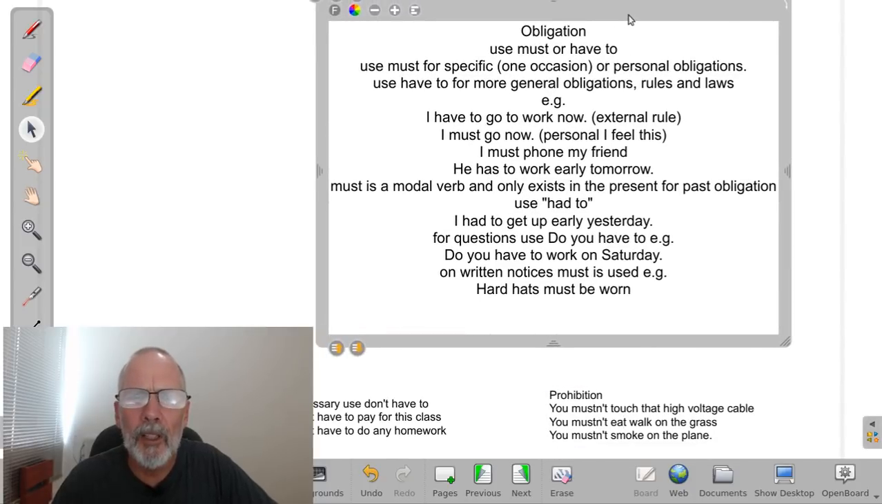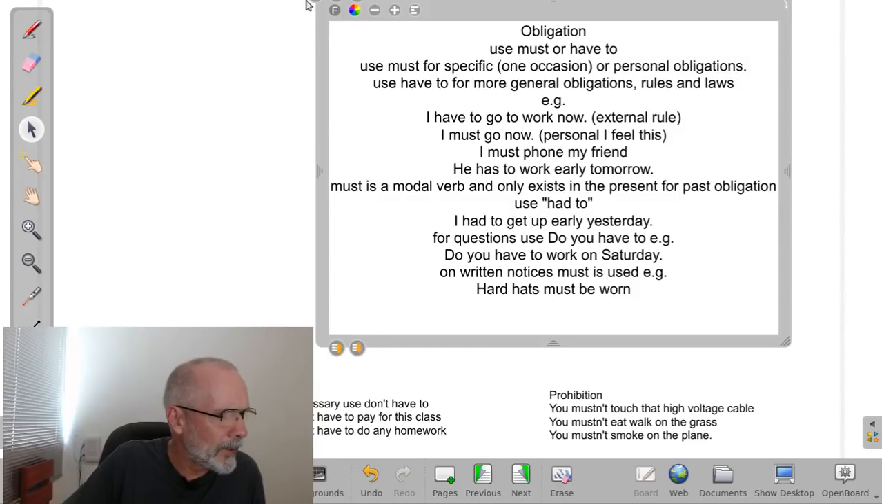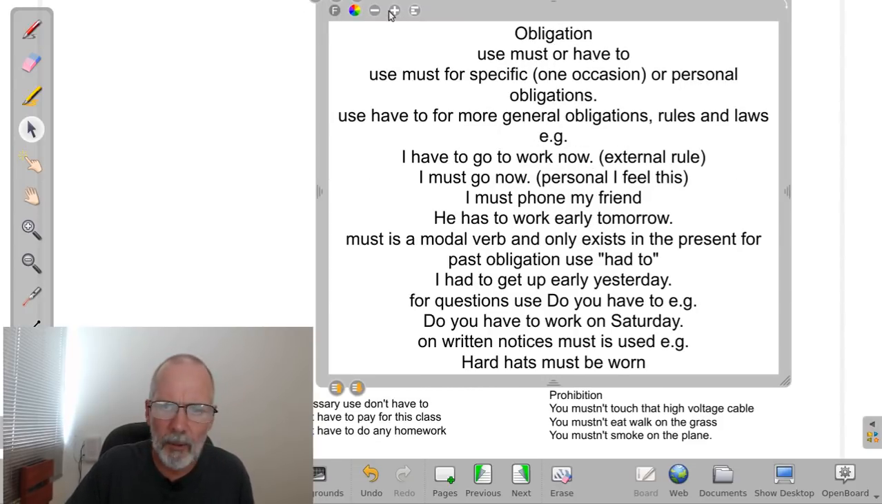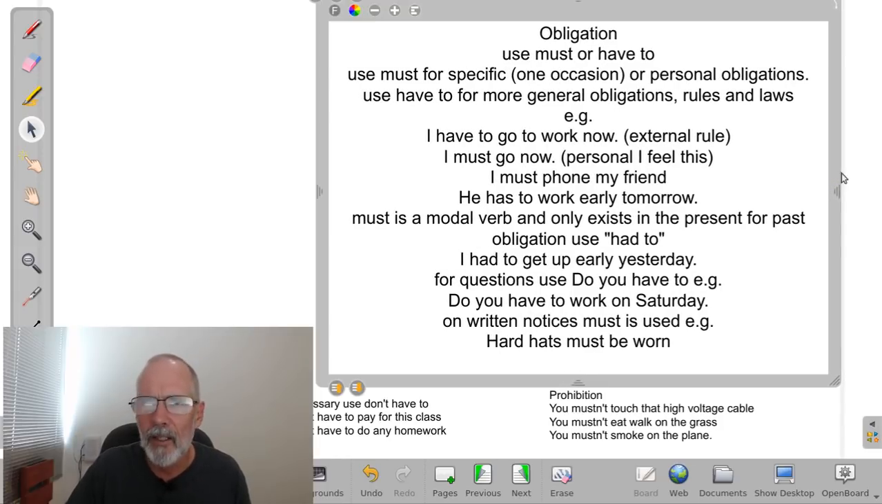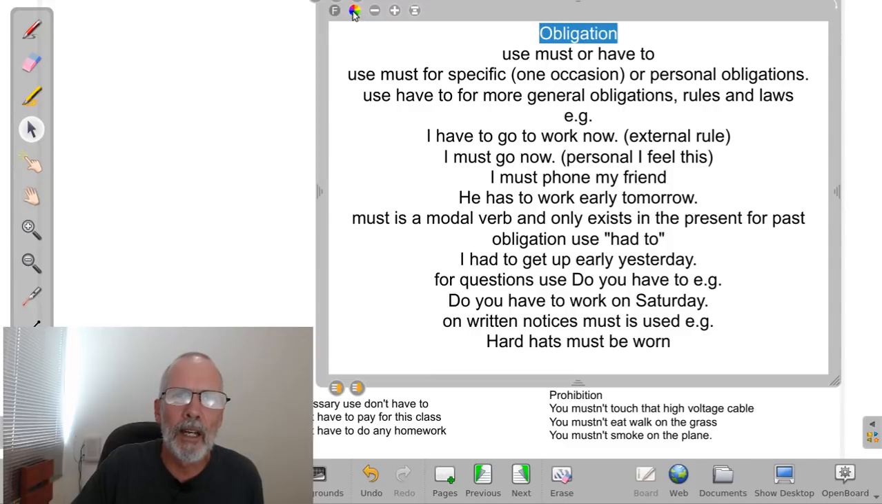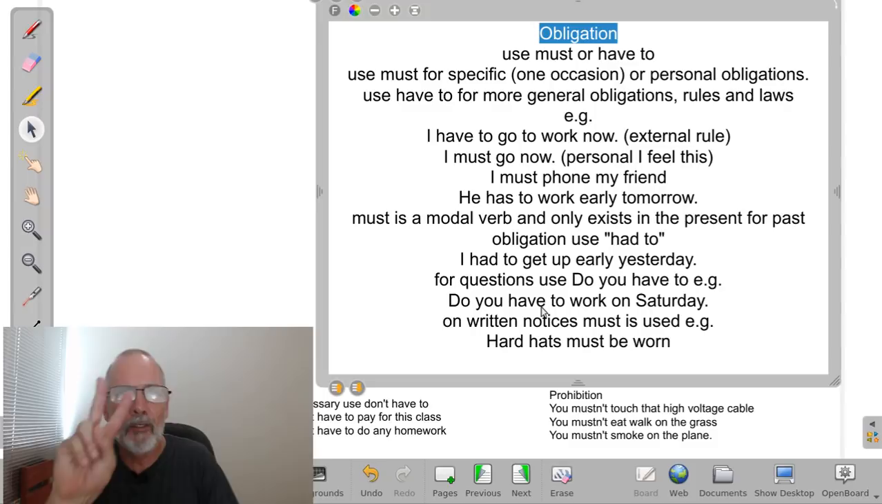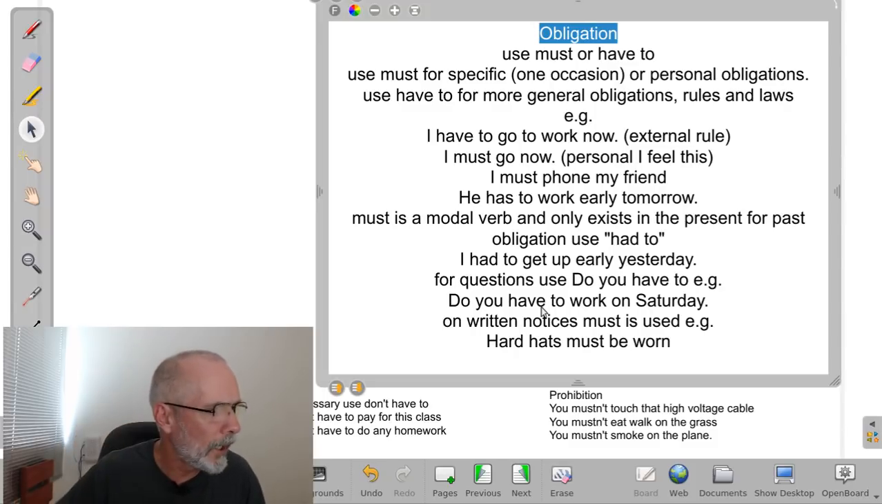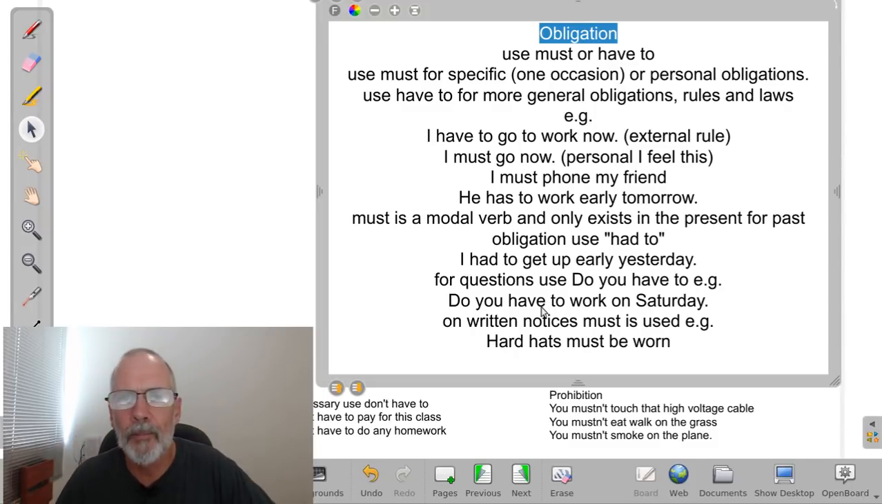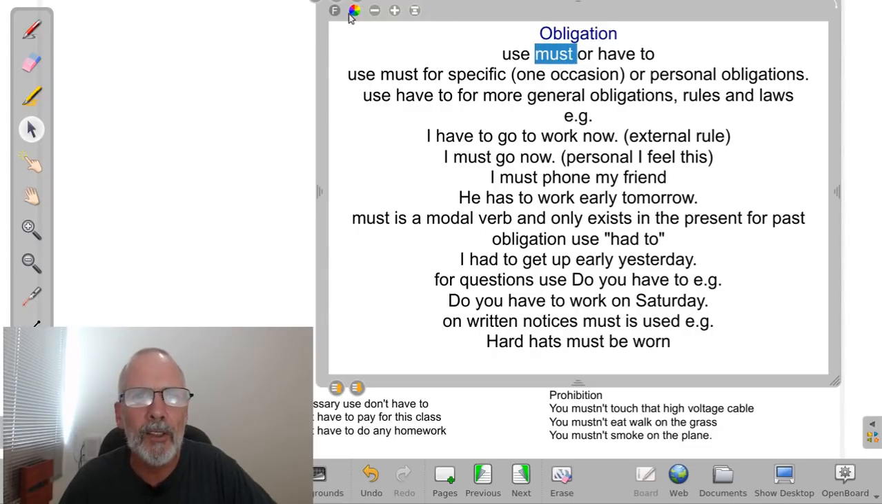So the first thing that we looked at today is obligation. I don't know if I can make that bigger. Probably, yeah, I think I can get away with that. Obligation is the first thing. To talk about obligation, we have two ways of talking about obligation. We can either use the modal verb must, or we can use have to.